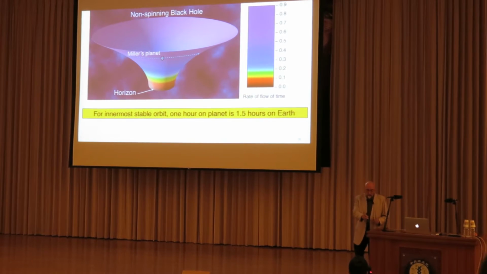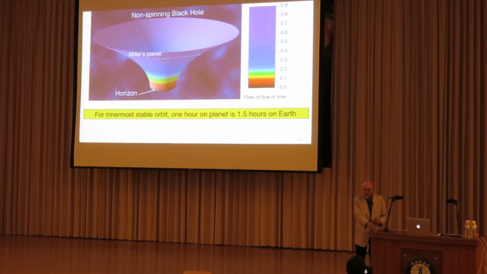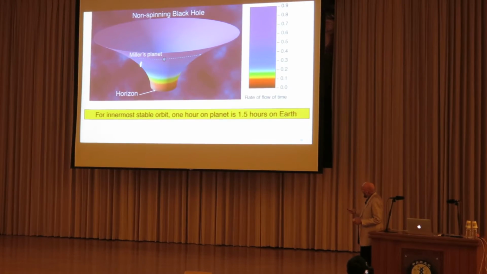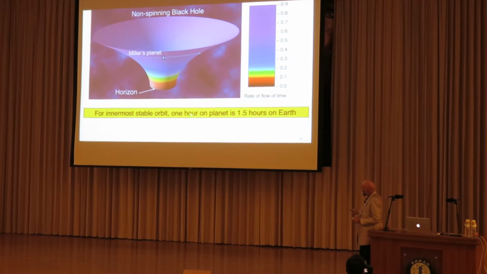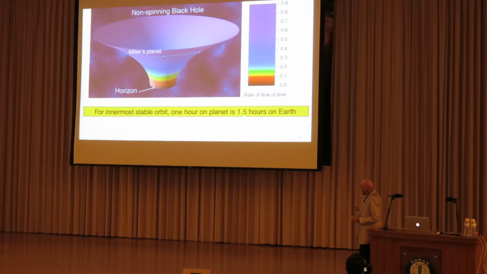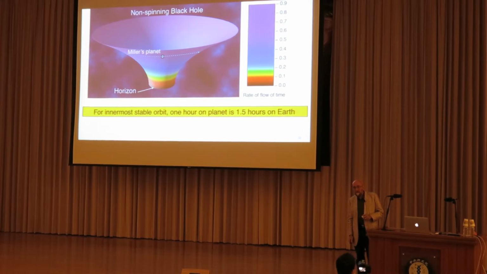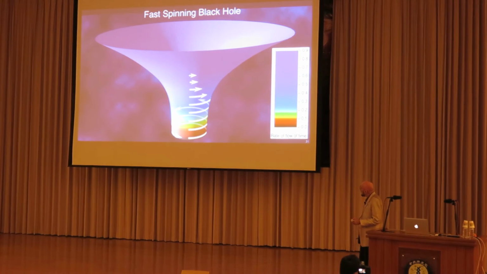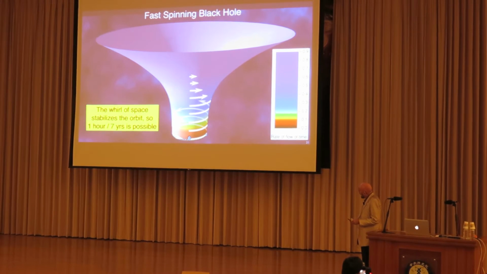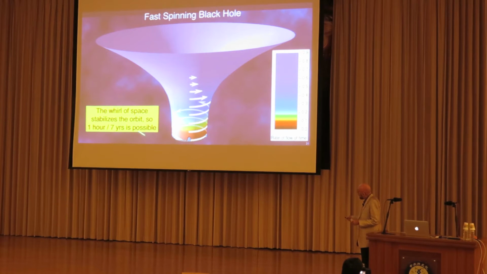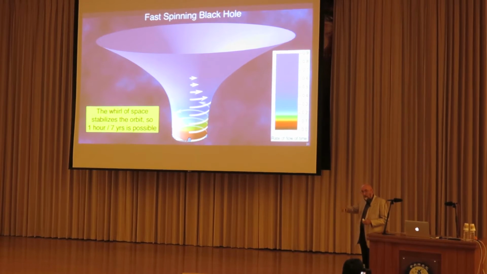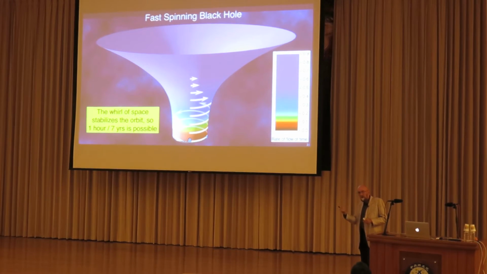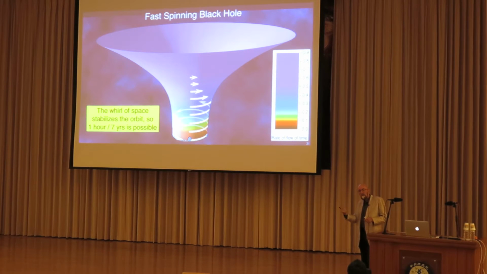It's like standing a pencil on its end. If you stand it perfectly, it will survive, but with any small perturbation, it will fall over. So at the innermost stable orbit, 1 hour on the planet is 1.5 hours on Earth. And that's not what we need for Interstellar. So for Interstellar, we need a fast-spinning black hole. For a very fast-spinning black hole, the whirl of space around the black hole makes the orbit stable. In some sense, it's centrifugal forces somehow tied into the whirling motion of space.